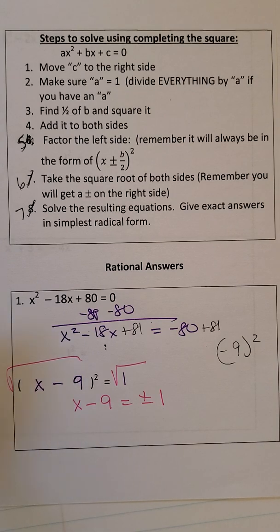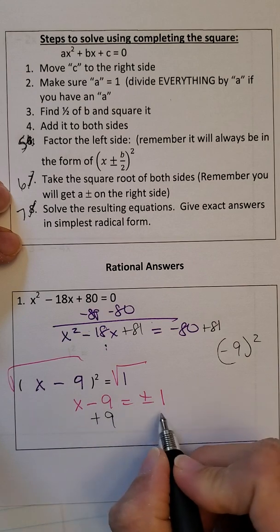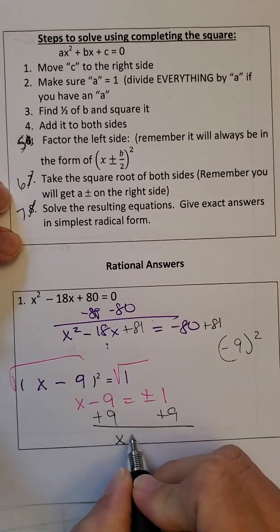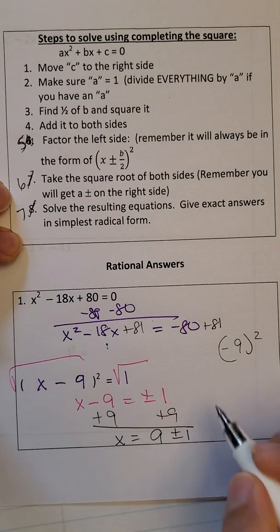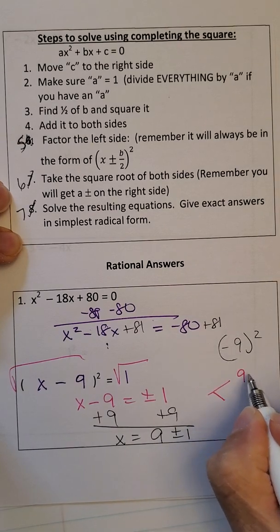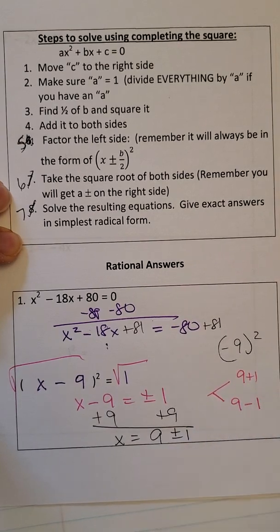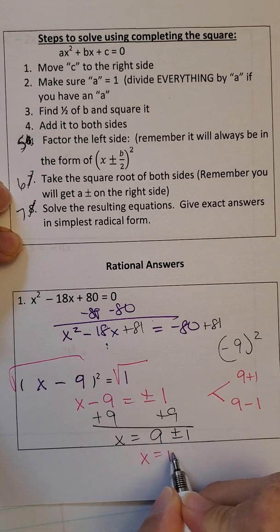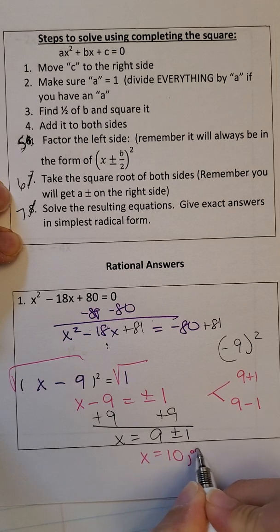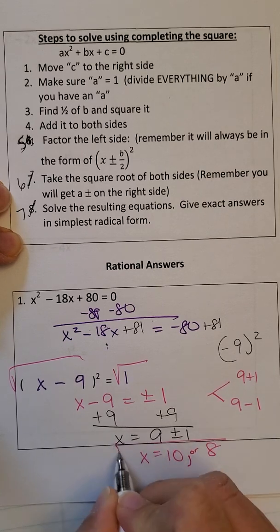Now I need to solve, so I'm going to add 9 to both sides. I'm going to get x equals 9 plus or minus 1. So if you like doing it separately, you can say 9 plus 1 or 9 minus 1. Or you can just do it from here. X equals 9 plus 1 is 10, or 9 minus 1 is 8, and those are our answers.